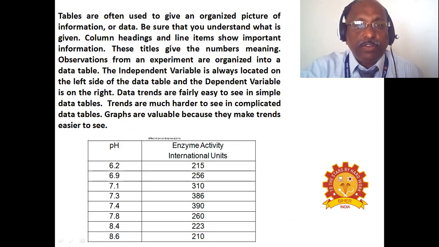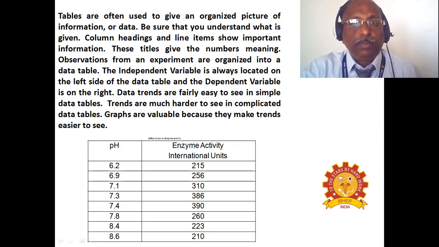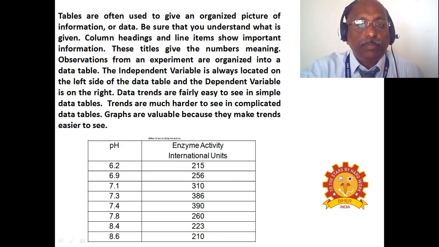Here, an example of a table is given as an enzyme activity in international units. There are two columns. One is showing the pH. The other one is showing the enzyme activity index. It's represented in a table format. This is a biochemical study which shows the effect of pH on an enzyme activity. The data is represented at various pH in the form of a table. The titles give the numbers meaning.